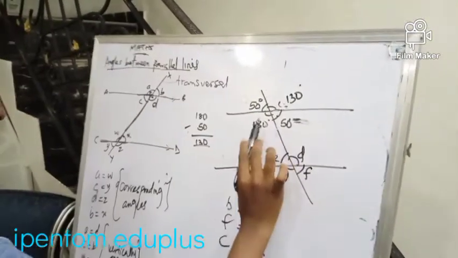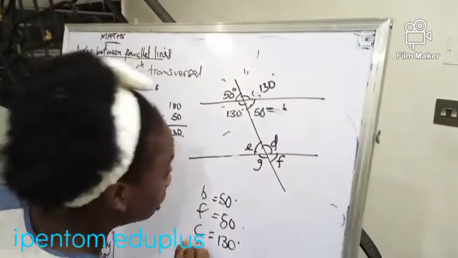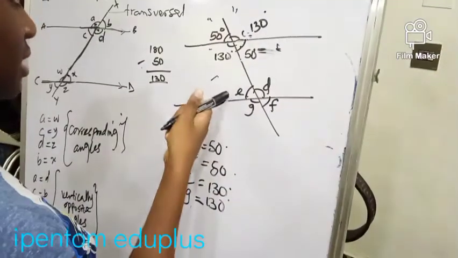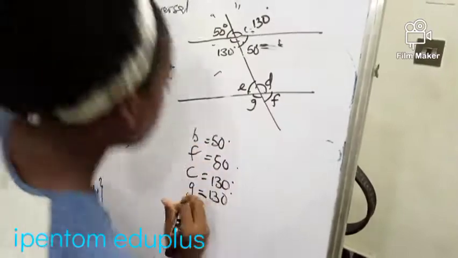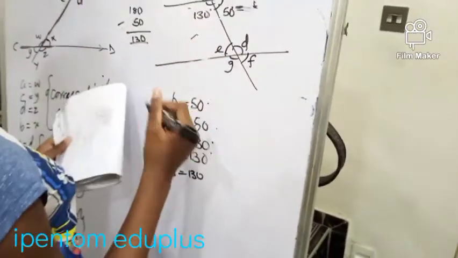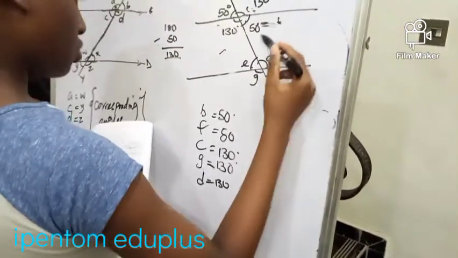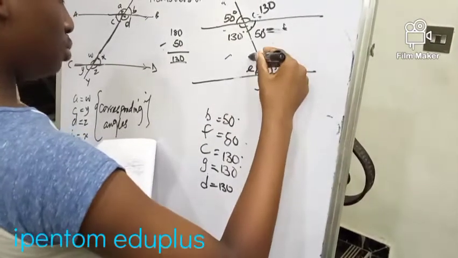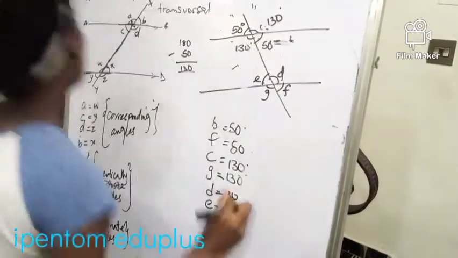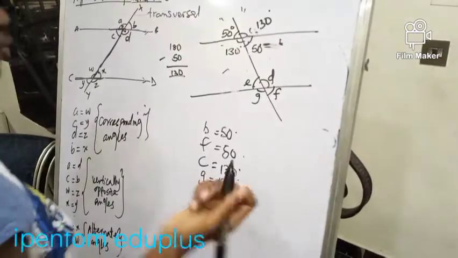So if C is equal to 130 degrees, G will be equal to 130 degrees. And if G is equal to 130 degrees, D will be equal to 130 degrees also. Because if that is equal to 130 degrees, F is going to be equal to 50 degrees, E is going to be equal to 50 degrees too, because of corresponding angles. Here is equal to here is equal to here. And so I found everything.